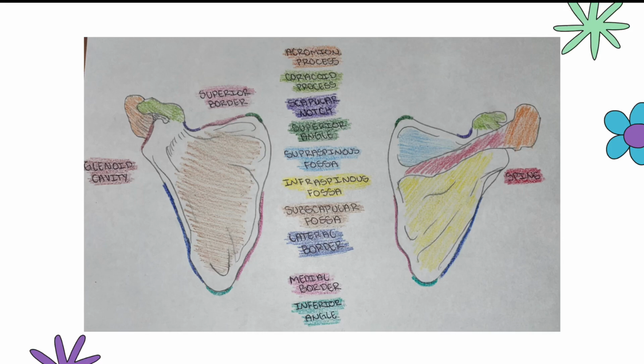So right below the spine, we have our infraspinous fossa. So again, that one's going to be pretty smooth, and the top of it curves up towards the spine, and then it just continues down our scapula.